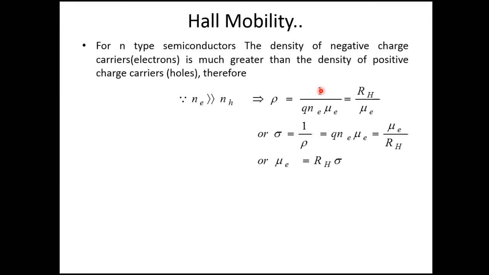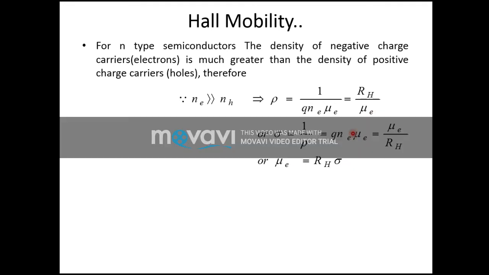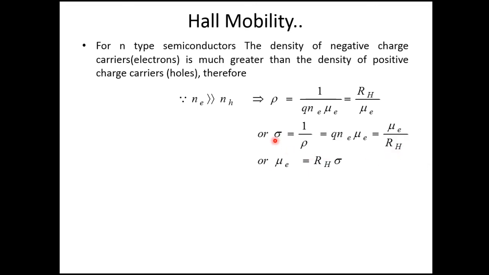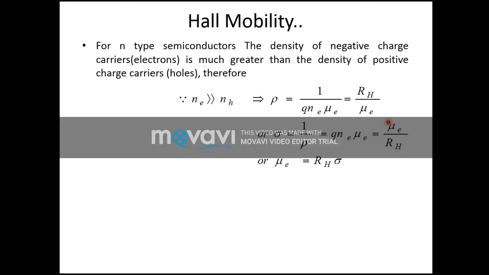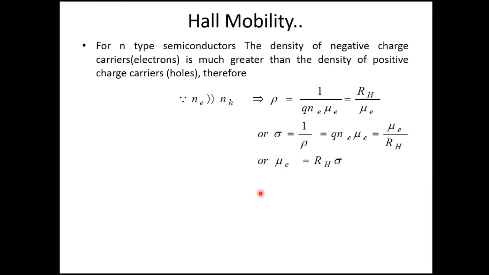From here just inverse this, and now mu E will go up, so mu E by RH. So from this equation you can write mu E, the electron mobility, is equal to RH into sigma. Okay, so you see here mu E by RH. So look at this and look at this sigma. So this RH will be multiplied by this sigma. So RH into sigma will give you mu E, which is electron mobility.